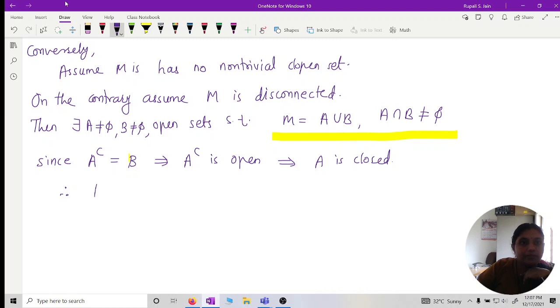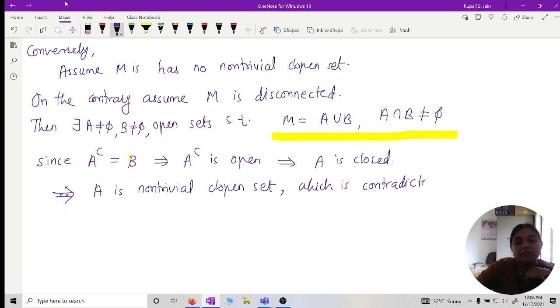Therefore, A is a non-trivial Clopen set, which is a contradiction. Therefore, our assumption is wrong. What is our assumption? M is disconnected is wrong, which means M must be connected. Is that okay? Yes, ma'am.